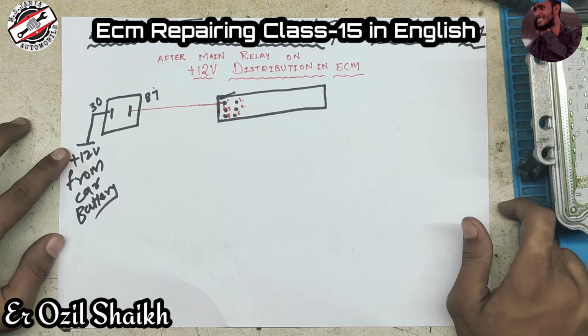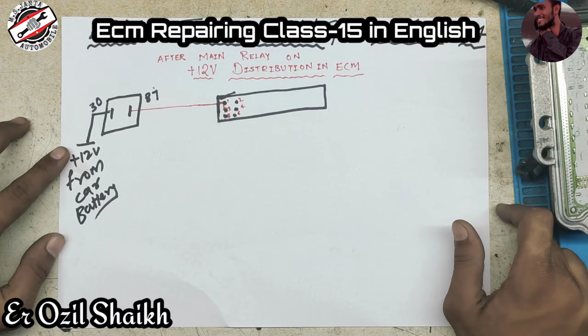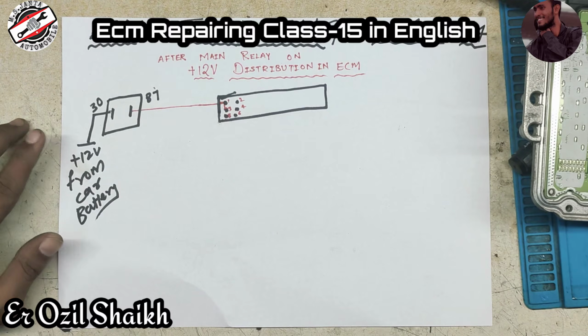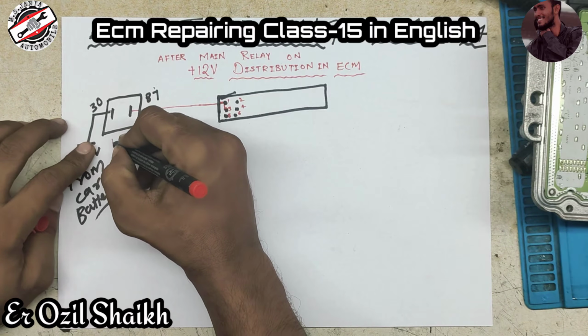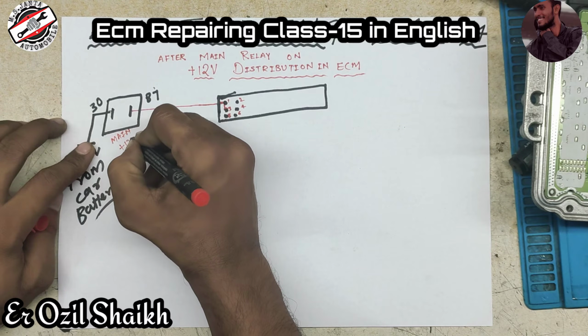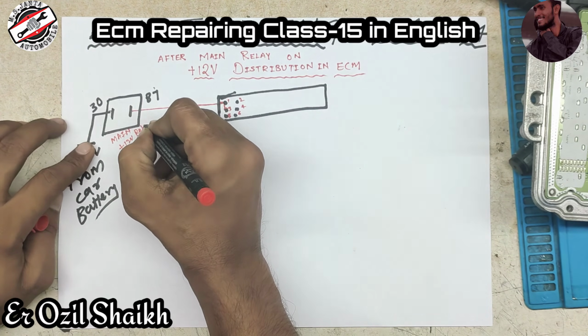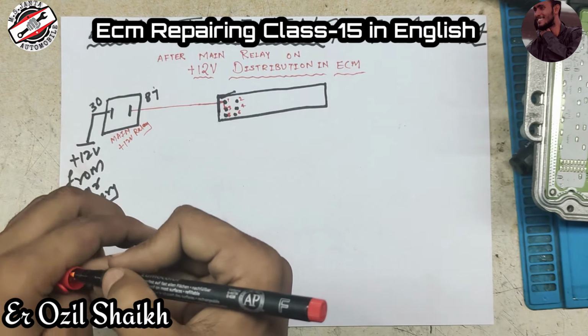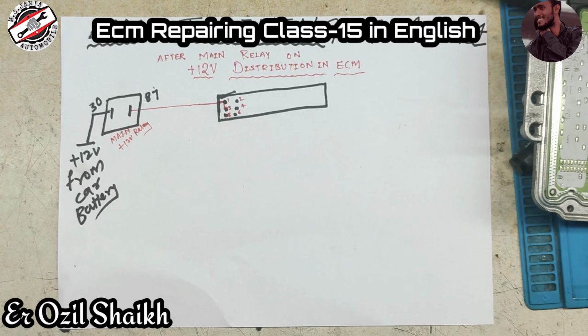And today's class is ECM training class 15. In this video, we will discuss how 12 volts travel inside the board when the main relay is on. First of all, when we turn on the ignition, the ECM gets 12 volts, and then the ECM outputs ground for the main relay.